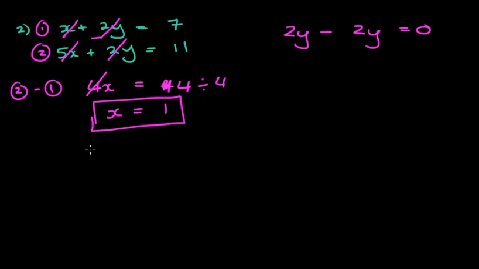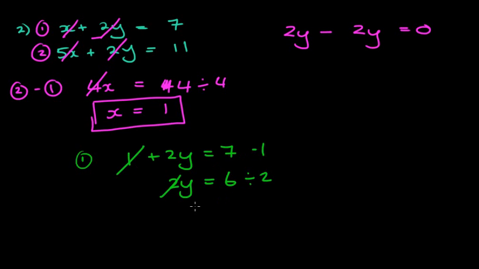So now, how can I find my y value? Let's put x equals 1 back into one of these two equations. Both will work. Let's have a look at the first one. 1 plus 2y equals 7. Let's take the 1 across. 2y equals 6. Let's divide it by 2. y equals 3. So I've got my solution.